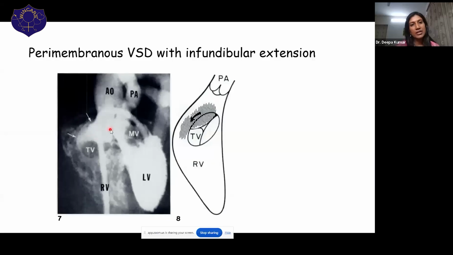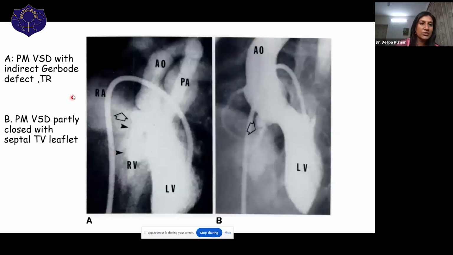The next is a perimembranous VSD with an infundibular extension. That is, it is extending towards the pulmonary artery side. So here you have the dye going superiorly. So these are all soft indicators. This is just to help you when you are dealing with device closures.